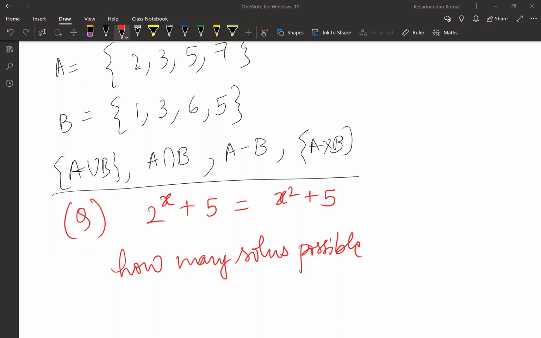No, Manideep, not one value. We will have more than one.